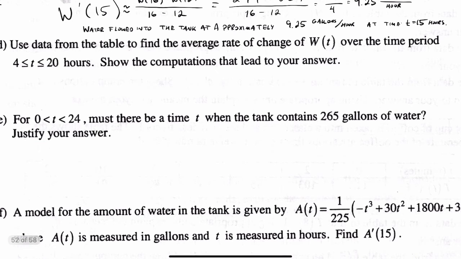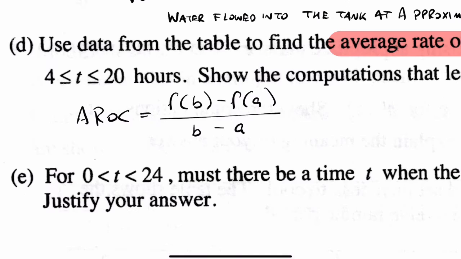Part D. Use data from the table to find the average rate of change of W of t over the time period 4 is less than or equal to t is less than or equal to 20 hours. Show the computations that lead to your answer. We're looking for the average rate of change. That's the AROC formula, the formula that we just used in the last problem: F of B minus F of A divided by B minus A.